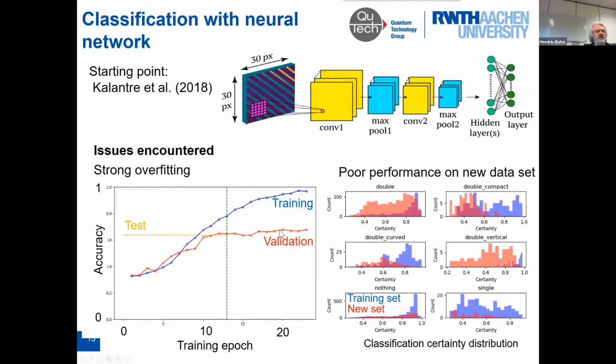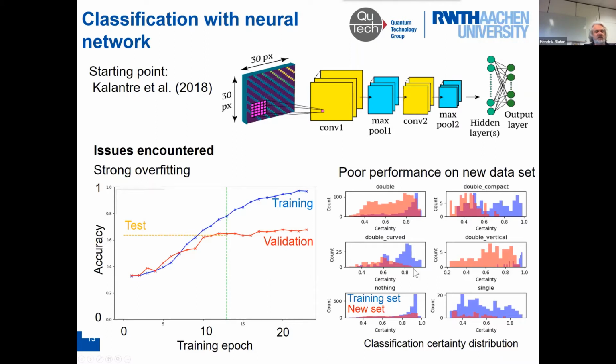Testing it on a different data set on which it has not been trained stalls, doesn't get better, which is a sign of overfitting and means that the procedure isn't quite ideal yet. Another effect that we found is that when switching the device to a different cooldown, which had a somewhat different noise characteristic or different behavior, the results change a lot.